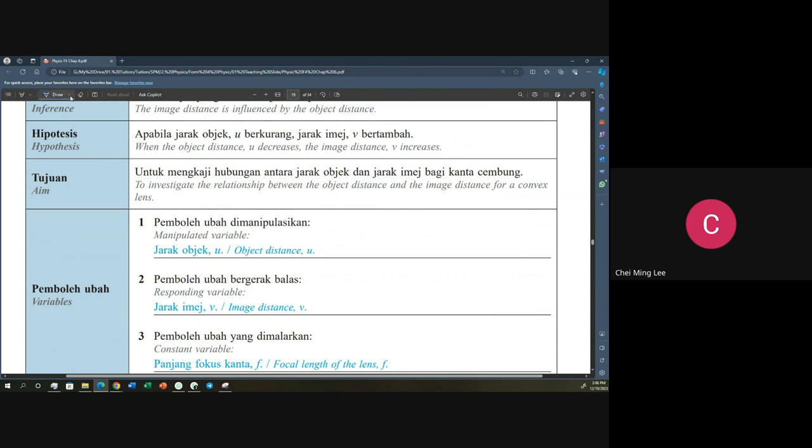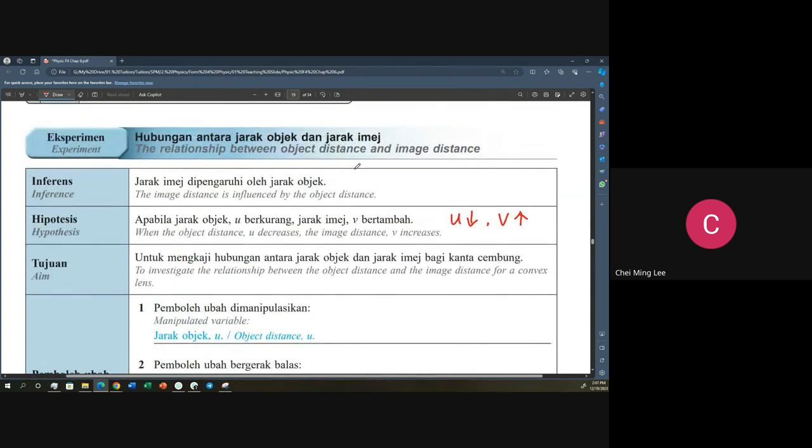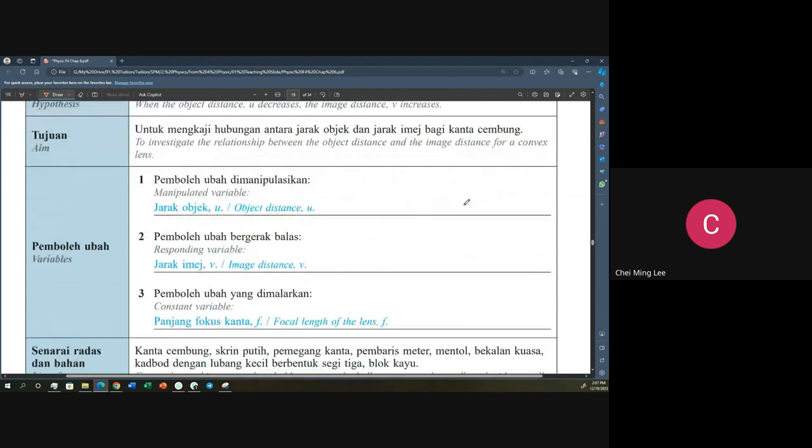So in some sense, u decreases, v will increase. This is because the distance between the image and object is normally fixed. Normally the distance between the object and the image is fixed.